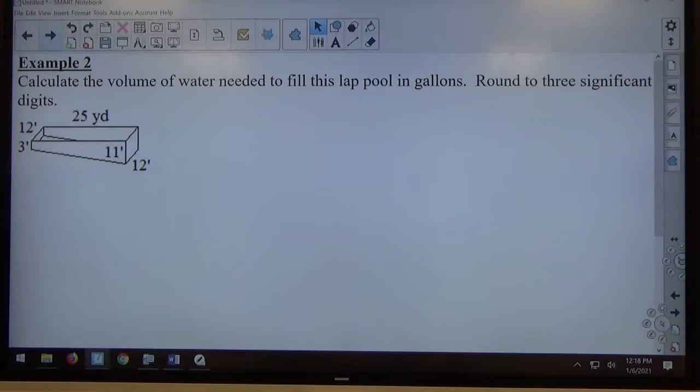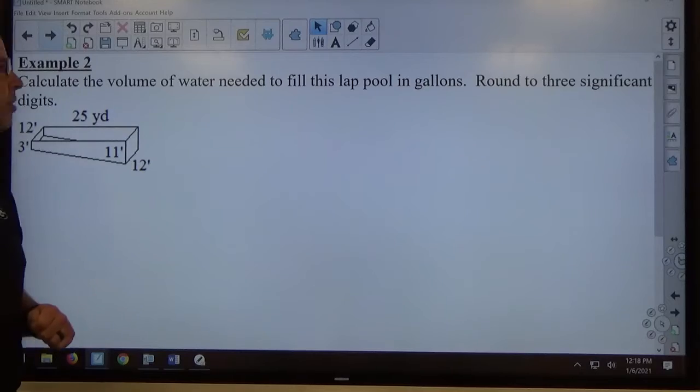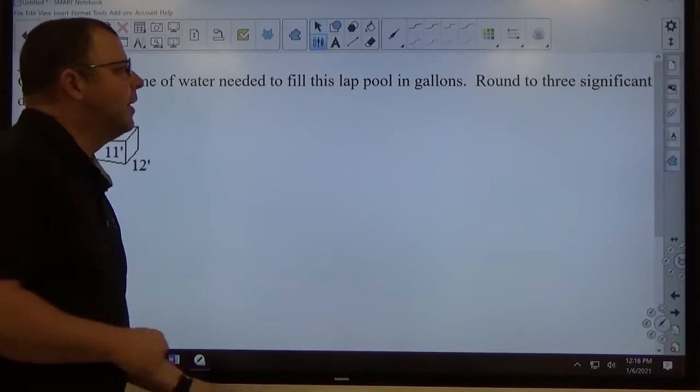Okay, example 2. It says calculate the volume of water needed to fill this lap pool in gallons, round to 3 significant digits. First off, if we're going to round to 3 significant digits, I want your final answer rounded to 3 significant digits, don't round your work to 3 significant digits. So do all the work with all the decimal places you can fit in there, and then when you get to the final step, final answer, then make the 3 significant digits in that answer. They want the answer in gallons.